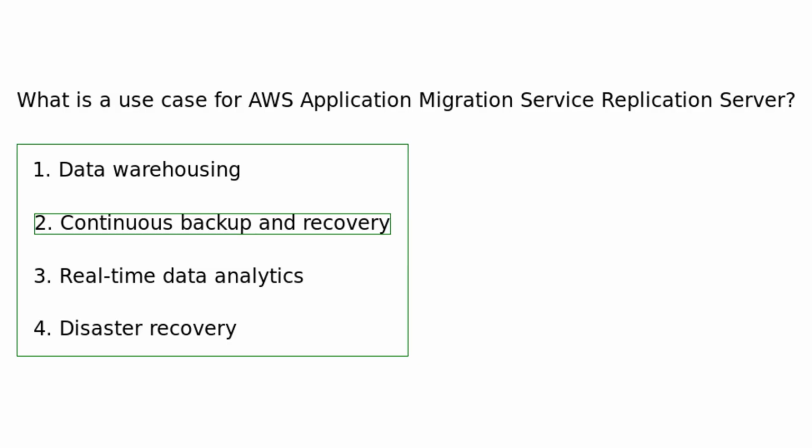AWS Application Migration Service Replication Server is commonly used for disaster recovery purposes, allowing for continuous replication of servers for failover scenarios.